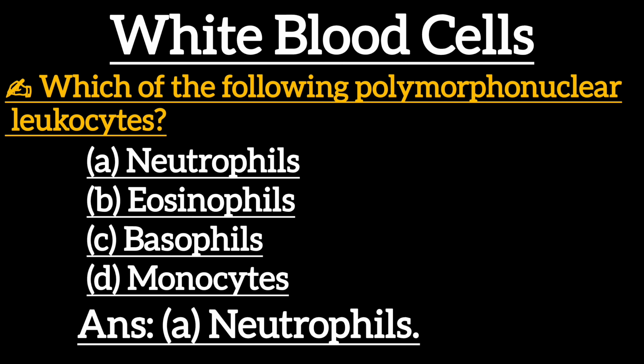Next one: which of the following is a polymorphonuclear leukocyte? Option A, neutrophils. Option B, eosinophils. Option C, basophils. Option D, monocyte. Correct answer is option A, neutrophils.